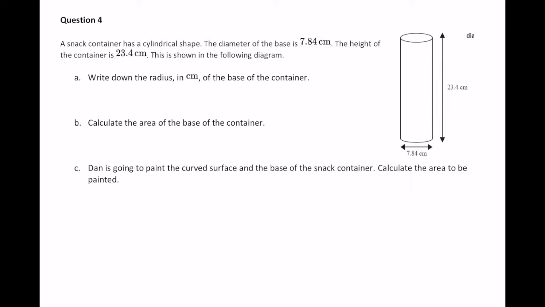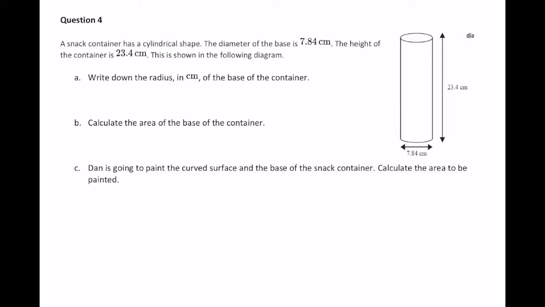So question 4 says a snack container has a cylindrical shape. The diameter of the base is 7.84 centimeters. The height of the container is 23.4 centimeters. And this is shown in the following diagram. So question A says, write down the radius in centimeters of the base of the container.